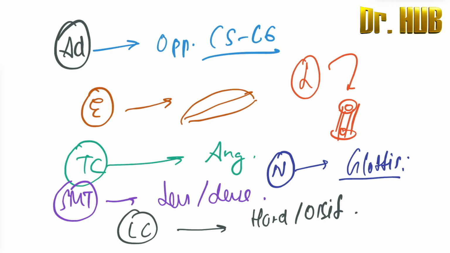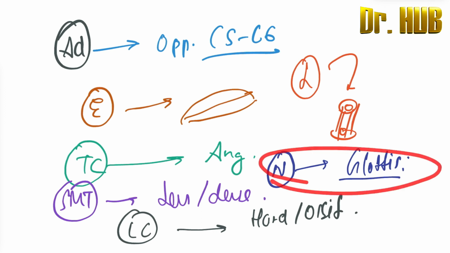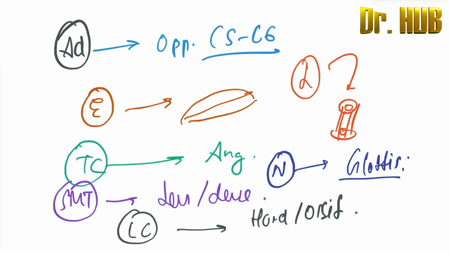So now to recap, in terms of adults, it is opposite to C5, C6. The epiglottis is leaf shaped, then the larynx is cylindrical. Next, the narrowest part is the glottis, whereas in terms of children it was the subglottis. Then laryngeal cartilage is hard and it is ossified.